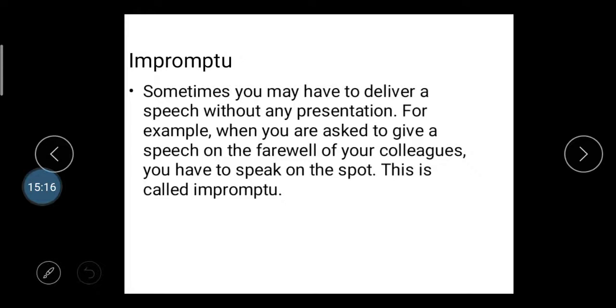So sometimes you may have to deliver a speech without any presentation or preparation. For example, when you are asked to give a speech at the farewell of your colleagues, you have to speak on the spot. This is called impromptu. It means on the time: you cannot have any time for preparing the script or your presentation. Speaking on the time without preparation is called an impromptu delivery speech.